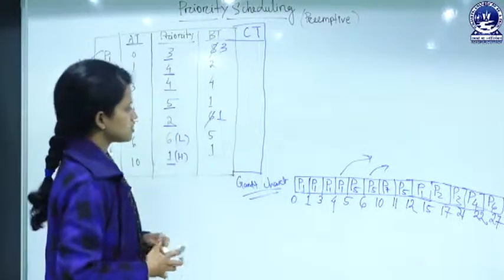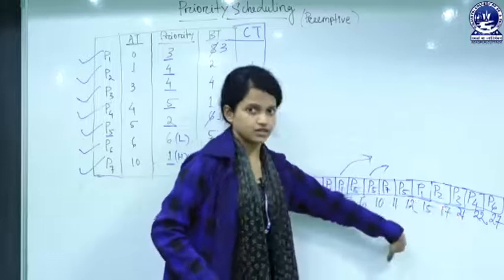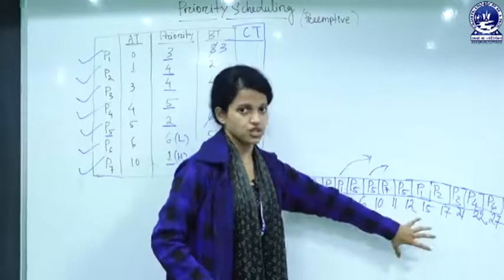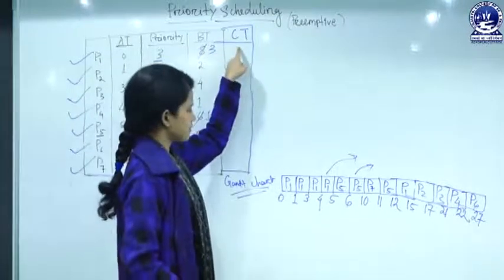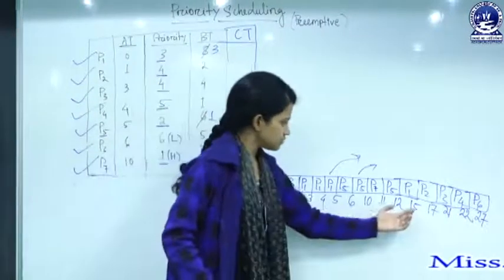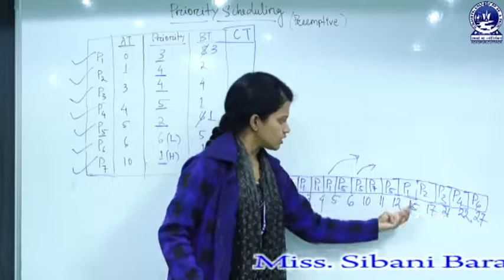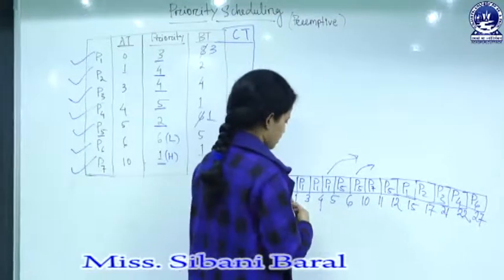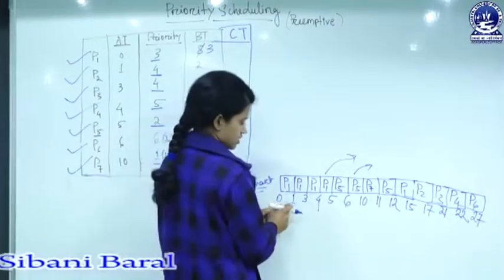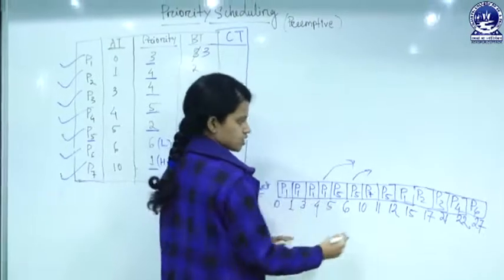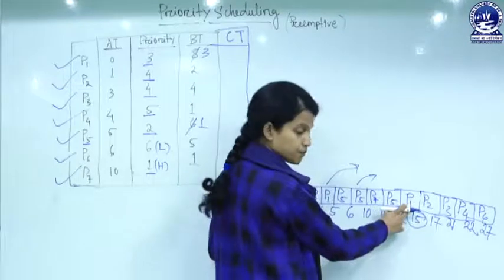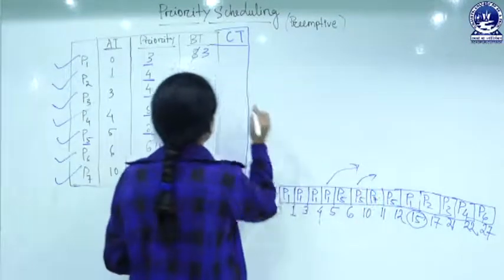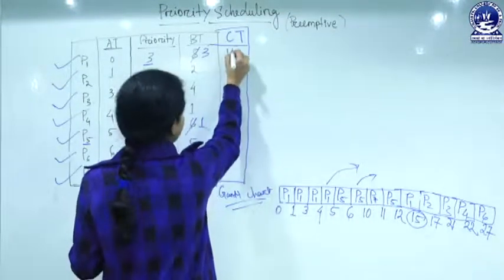So check out from the right side of the Gantt chart. For P1, what is the completion time? Check out here: 15. Don't take this 0 to 1, 3, 4. Check out from the right side here. At 15, P1 completes its execution. The completion time of P1 is 15.